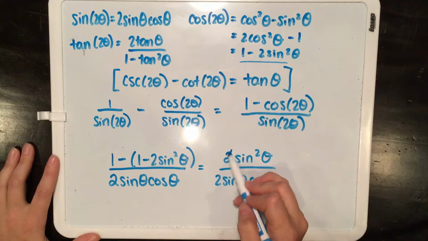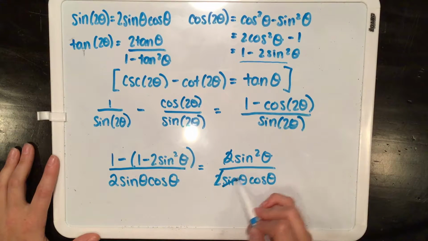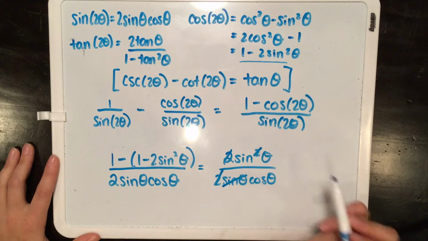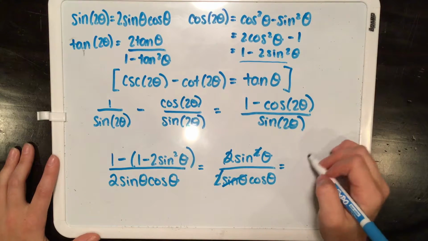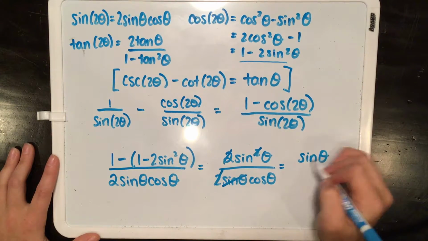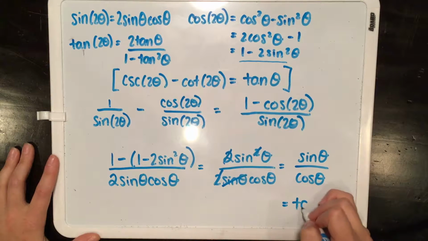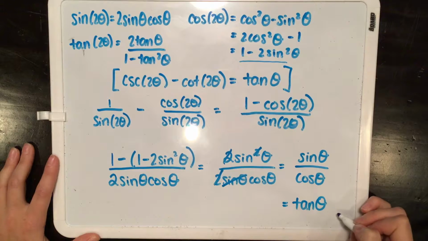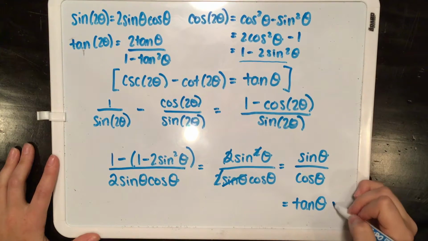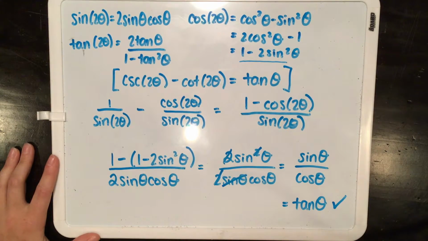And now the 2's will cancel. We've got a sine on the bottom and a sine squared on top, so one of the sines will go away, and we're left with sine theta over cosine theta, and that gives us tangent theta, which is the right-hand side. So we've proved it.